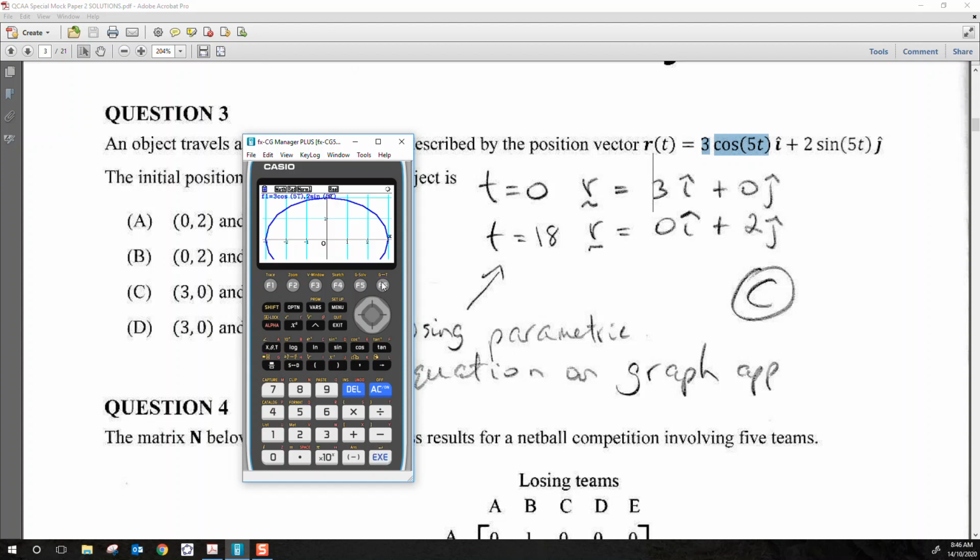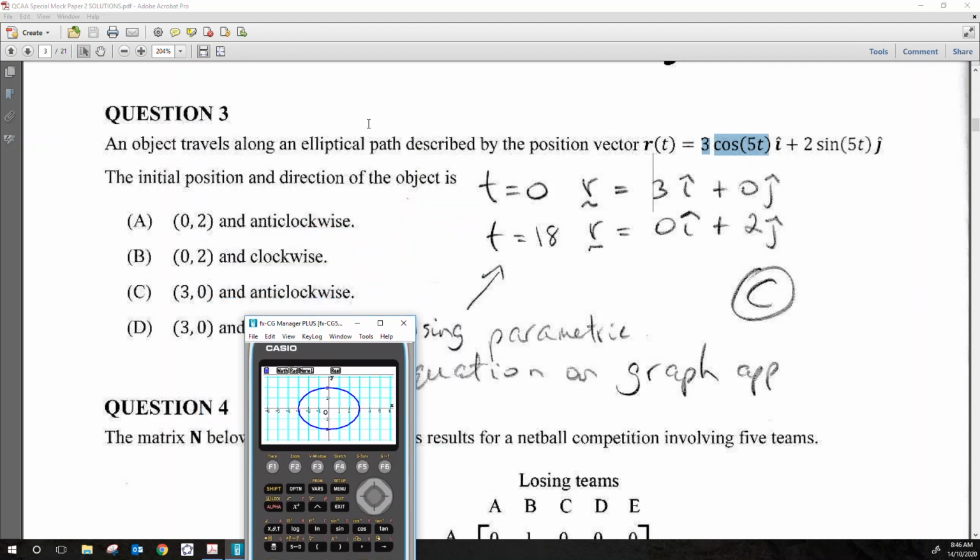Let's draw that. Oh, that's a bit big. We could always change the view window to the initial setting. And that's a lovely little ellipse. Now they told us that it was an ellipse. Fine.